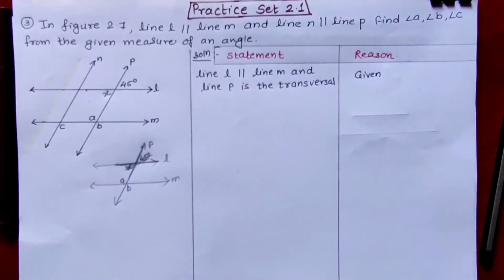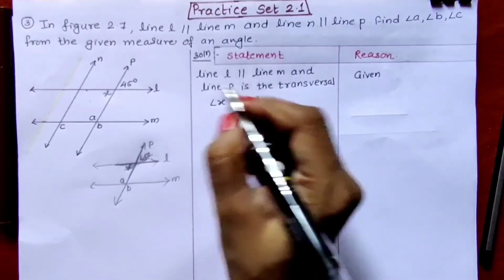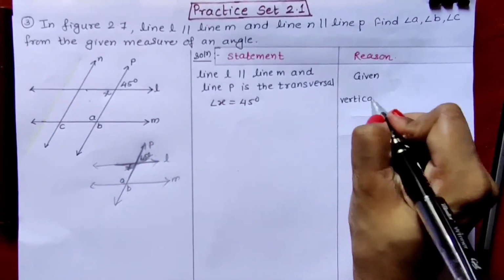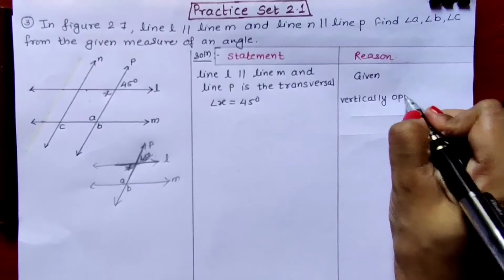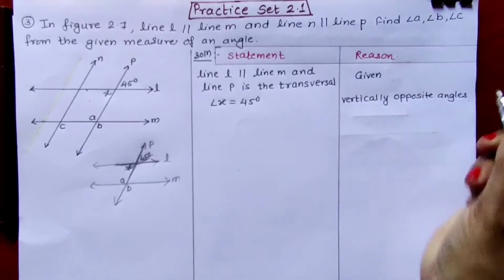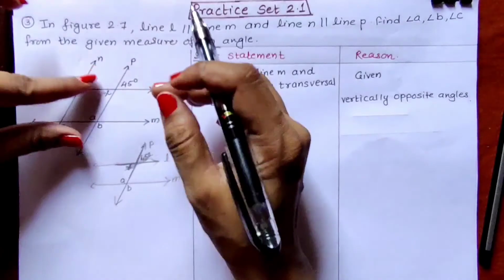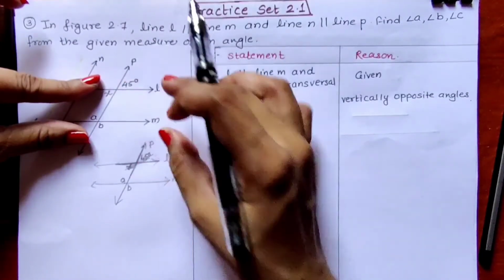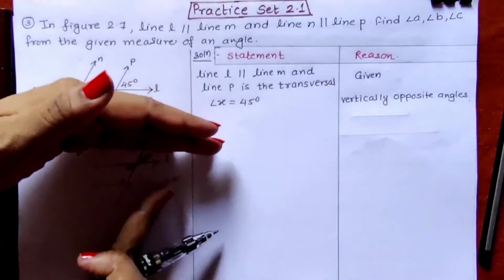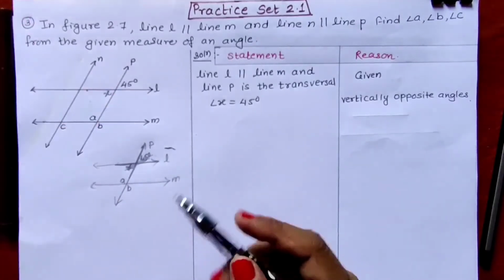and then I write angle X is equal to 45 degree. Why is angle X equal to 45 degree? Because they are vertically opposite angles. Okay, so X we have got 45 degree. Now X and A, they are inside the two lines L and M and on the same side of the transversal. That's why X and A are interior angles.